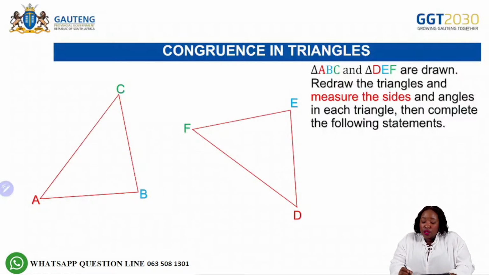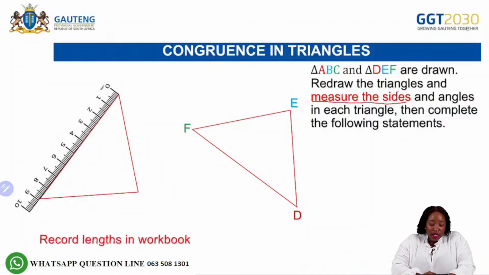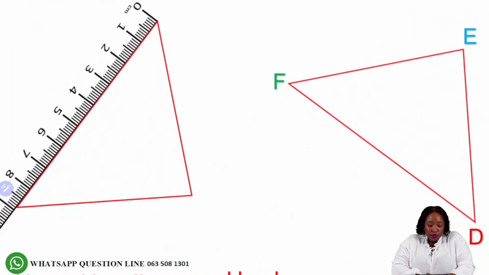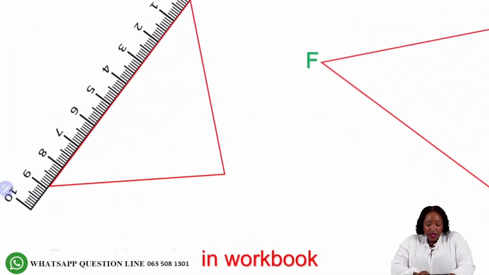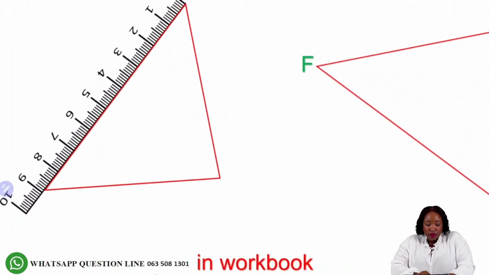It says here, we are going to redraw the triangles, which is what we've done, and then measure the sides and angles. We are starting off by measuring the sides, and then we are going to fill in their values, then measure the angles, fill in their values, then come with a conclusion. All right, so we start off with triangle ABC. I'll just zoom in for you. This is the value, right? There's your value. Do you see it?